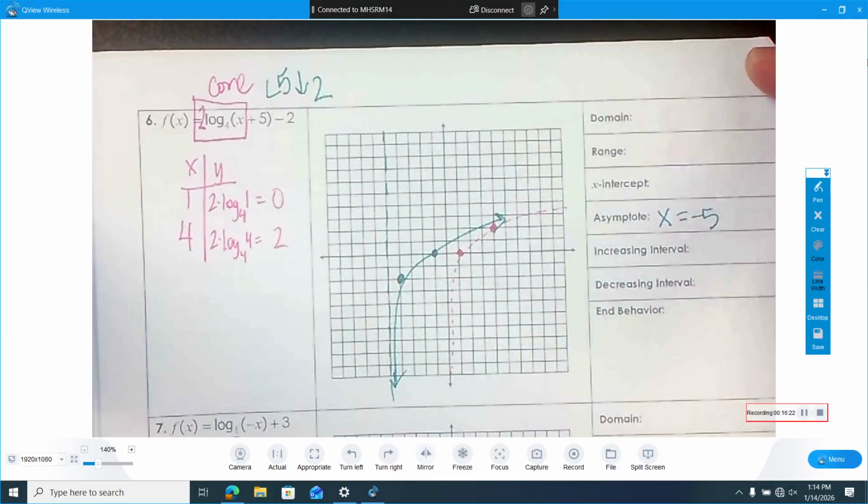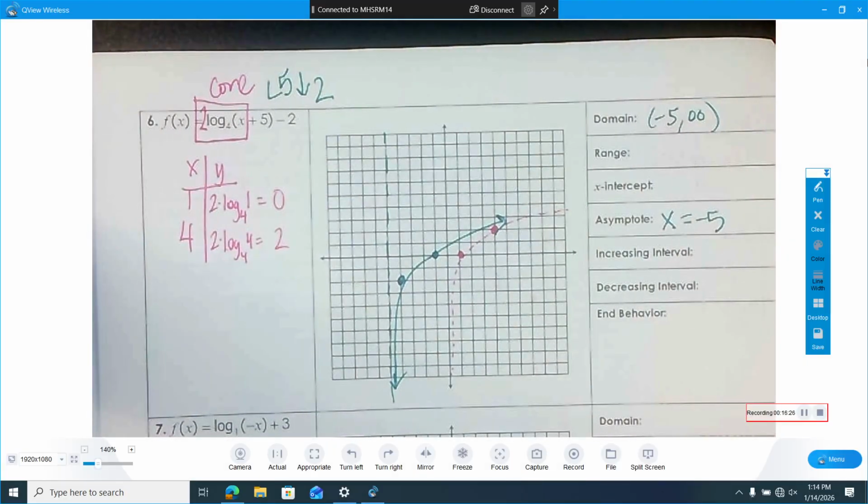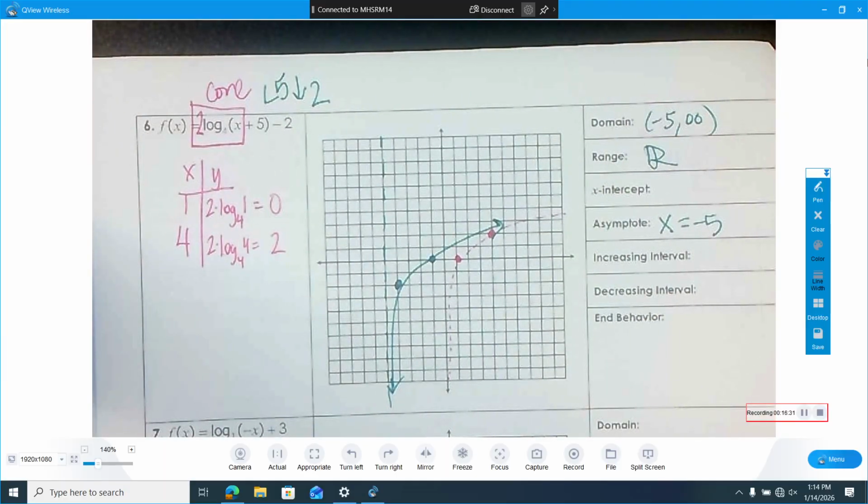What's the domain? -5 to infinity. Beautiful. And then all real numbers for the range. Yep. Great.